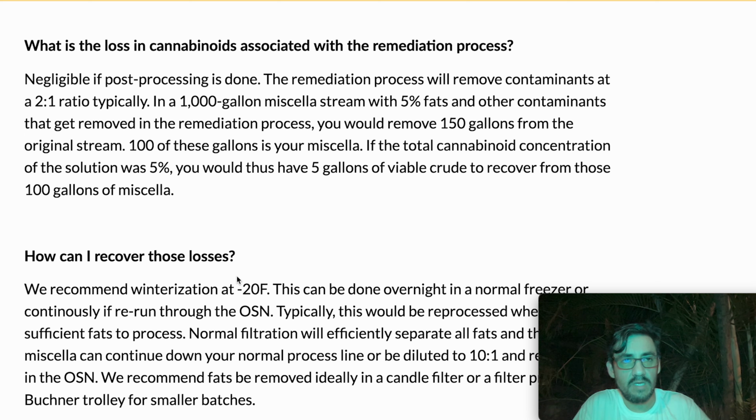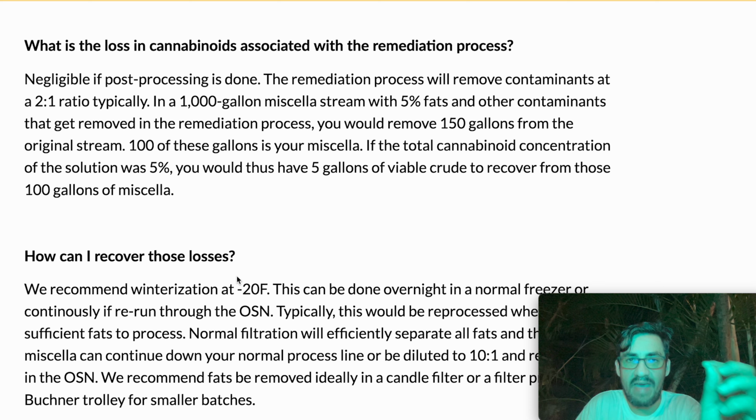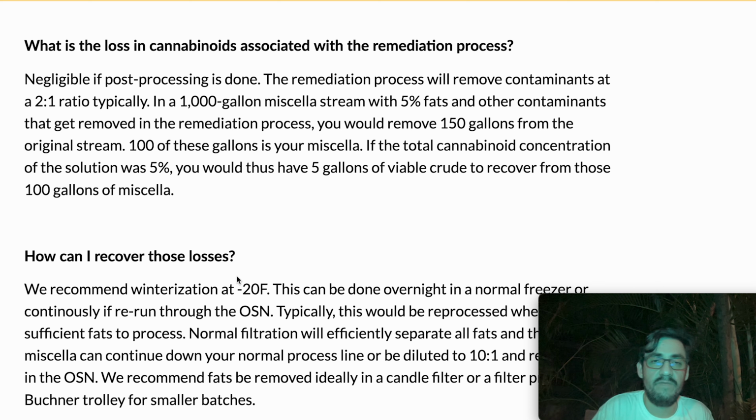Okay. So in this example, you're going to be removing contaminants at a 2-to-1 ratio. Okay. So if you're starting with a 1,000-gallon stream that's 5% fat, that means that 50 gallons of that are going to be fats, right? So if you were pulling out 100% of the fats, which you're not, you're going to be pulling out 95% of the fats. Say that you pull out 100% of the fats, you're going to pull out 50 gallons of fats.